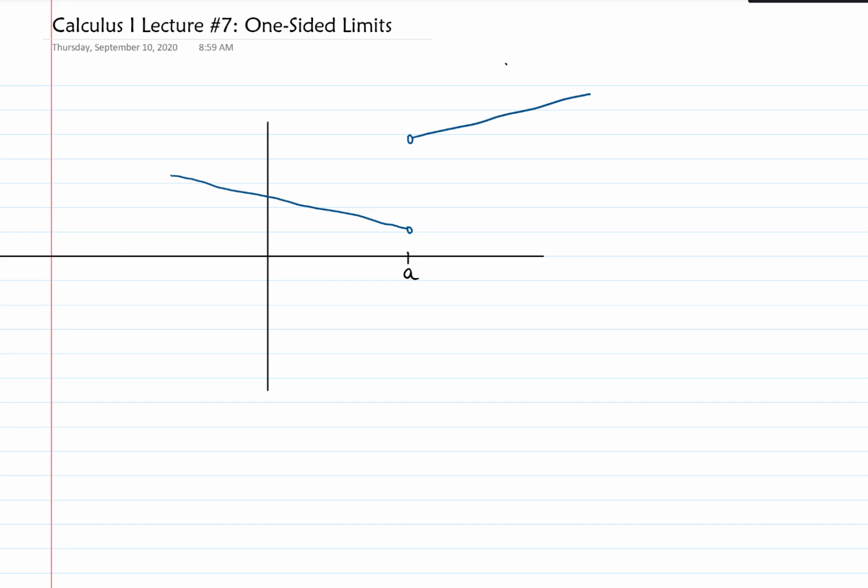Okay? In that case, the limit of f of x as x approaches a would not exist. Okay, because it's disagreeing with itself from the two sides. As x is approaching a from the left, the function f is trying to approach this value right here. But as x approaches a from the right, the function is approaching this value right here. And they're disagreeing with each other. So there is no limit of f of x as x approaches a in a case like this.